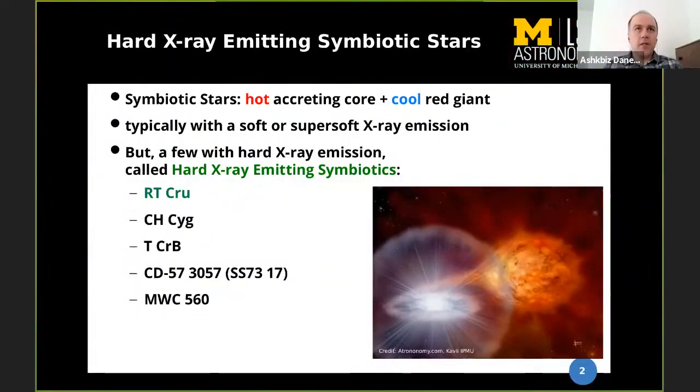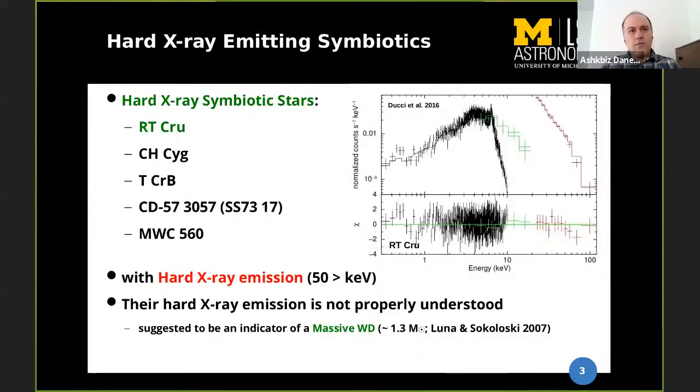Symbiotic stars are binary stars which consist of a hot accreting core, such as a white dwarf, and a cool red giant. Typically they have soft or super-soft X-ray emission. However, a few of them show hard X-ray emission, such as RT Cru. The origin of this hard X-ray emission is not well understood. This hard X-ray emission has energy higher than 50 keV, and it has been suggested that it is probably related to a massive white dwarf close to the Chandrasekhar limit, so they could be progenitors of type Ia supernovae.